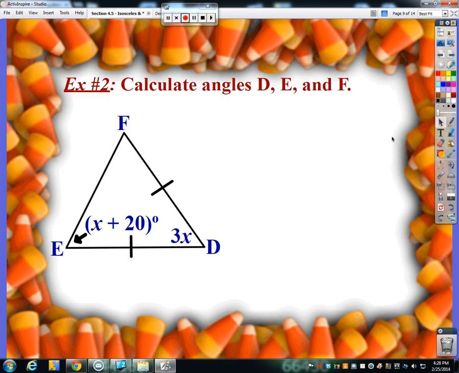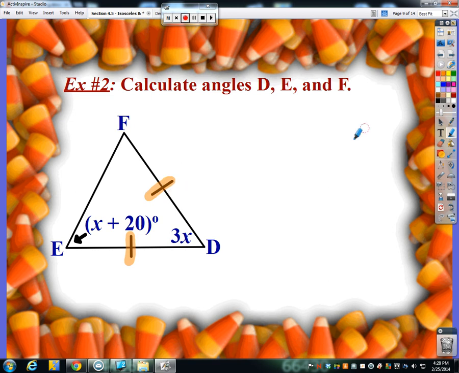All right, second example. Calculate angles D, E, and F. So as I'm looking at this, I'm saying, all right, this angle E, it's x plus 20, and D is 3x. F, they didn't tell me. Okay, awesome, thanks. But one thing I notice here is we have an isosceles triangle. We have 2 congruent sides.